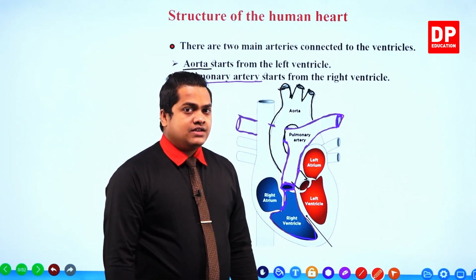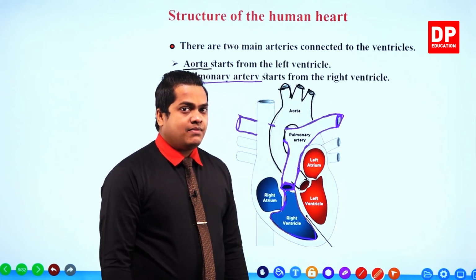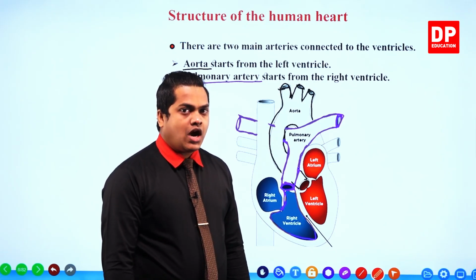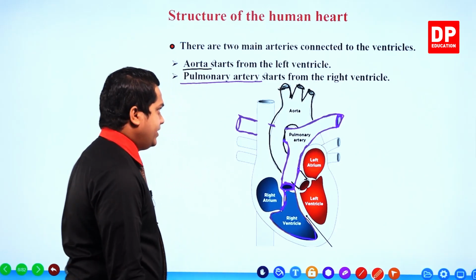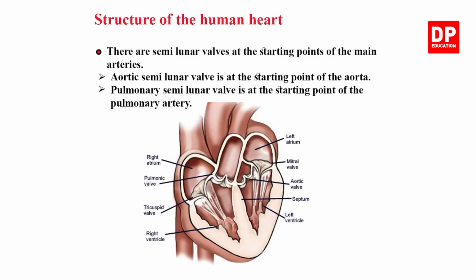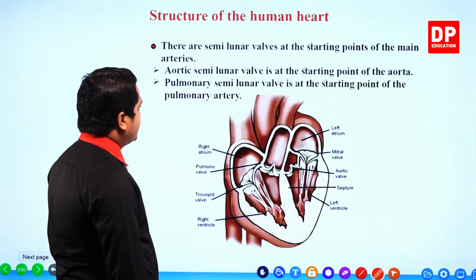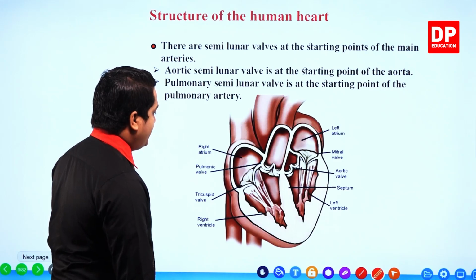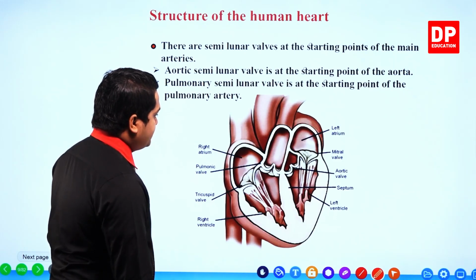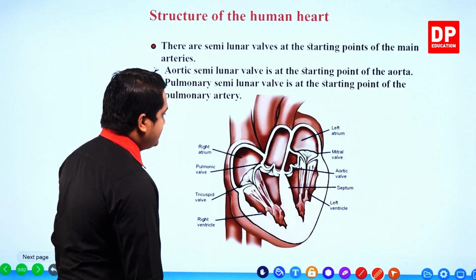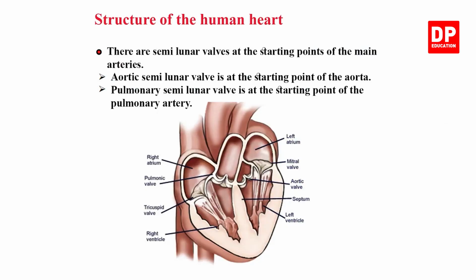Arteries are the special tubes that carry blood away from the heart. Right then. There are semilunar valves at the starting points of the main arteries. So at the starting point of the main arteries, you can observe semilunar valves. These are the ones which are referred to as semilunar valves.